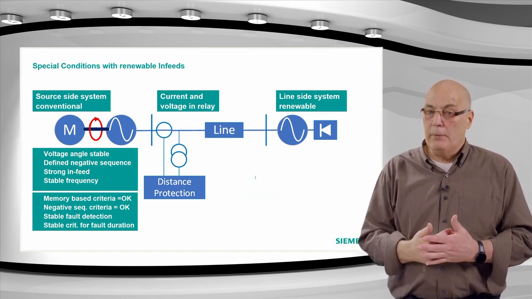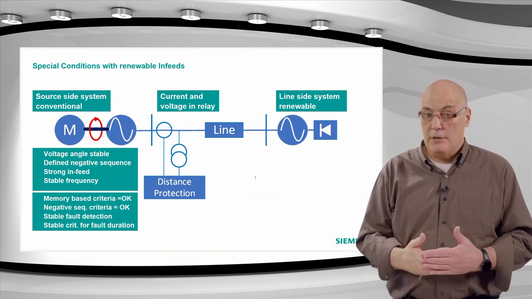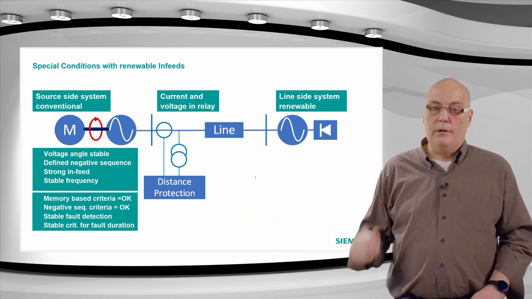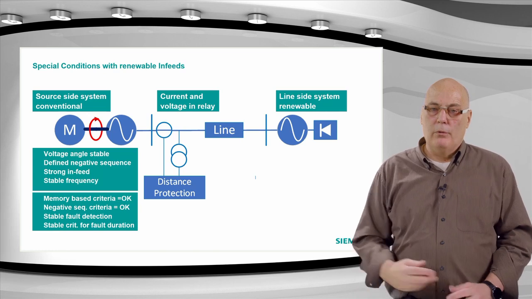We have a strong in feed typically. We have stable short circuit currents. The frequency does not change. That means the memory direction criteria is clear. The negative sequence criteria are clear. And we have a stable fault condition.